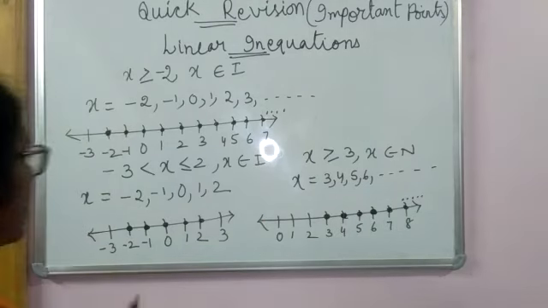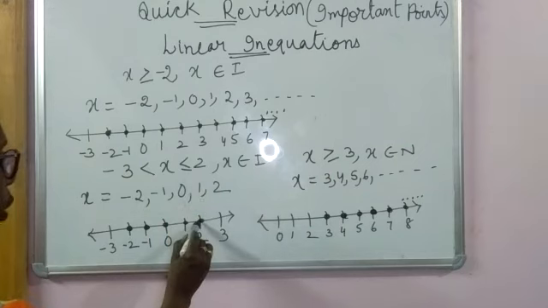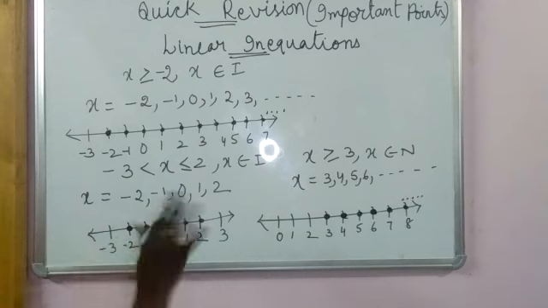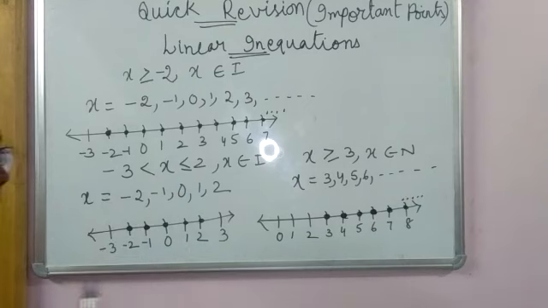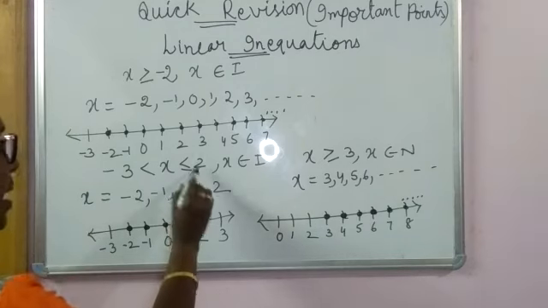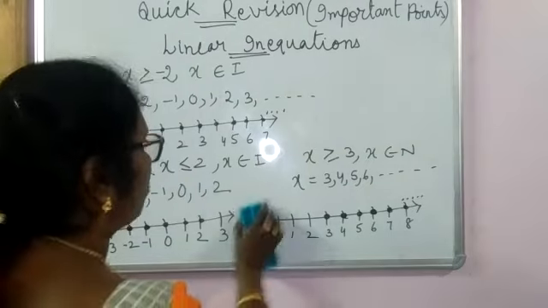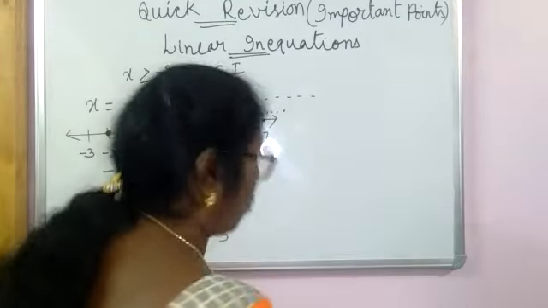And you see here, children, less than or equal to 2 is there, so 2 is included. Here only minus 3 less than x is there, so minus 3 we have not included because x is greater than minus 3. So minus 3 is not included. Less than or equal to 2 is there, so 2 is included. Same thing, if it is real numbers, what to do?